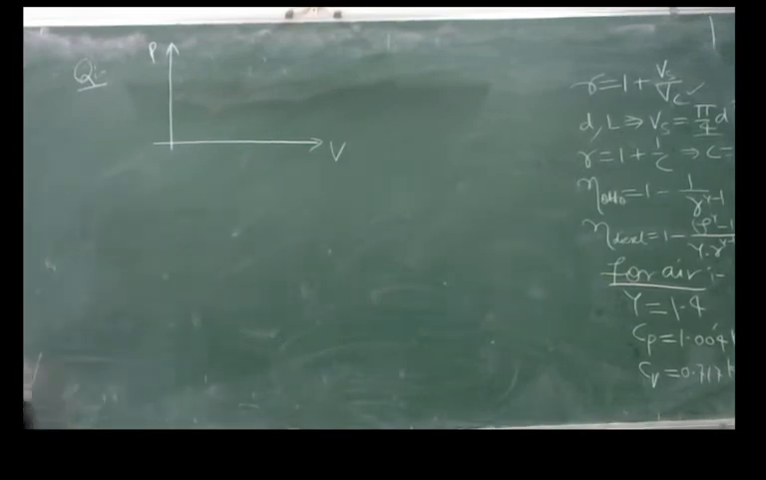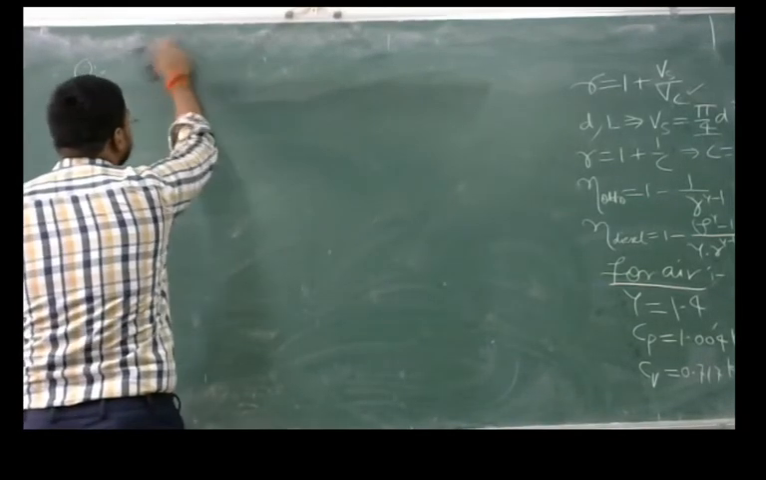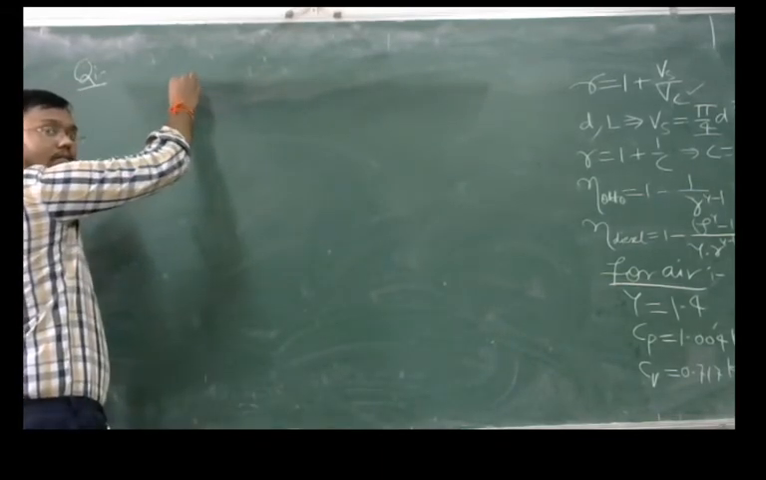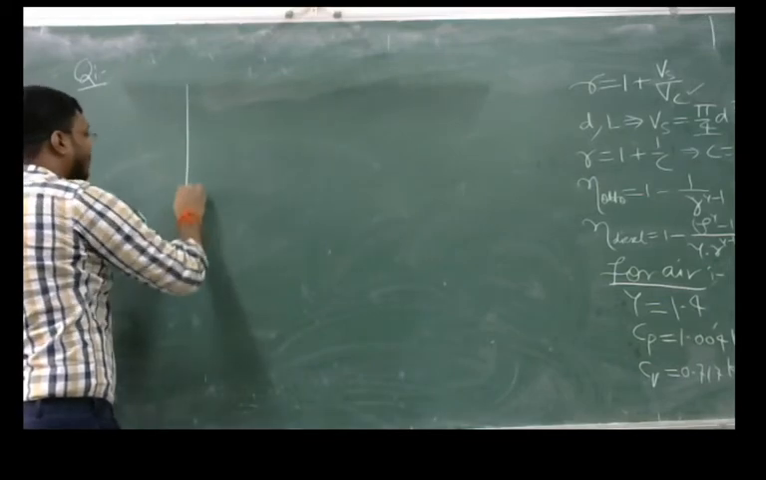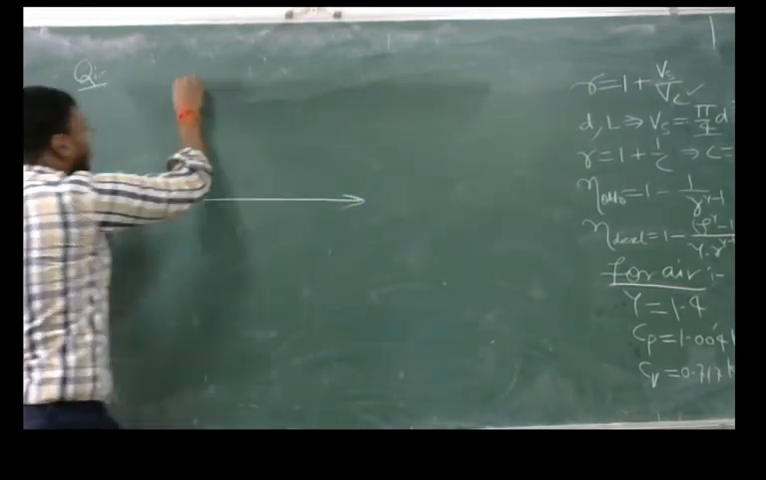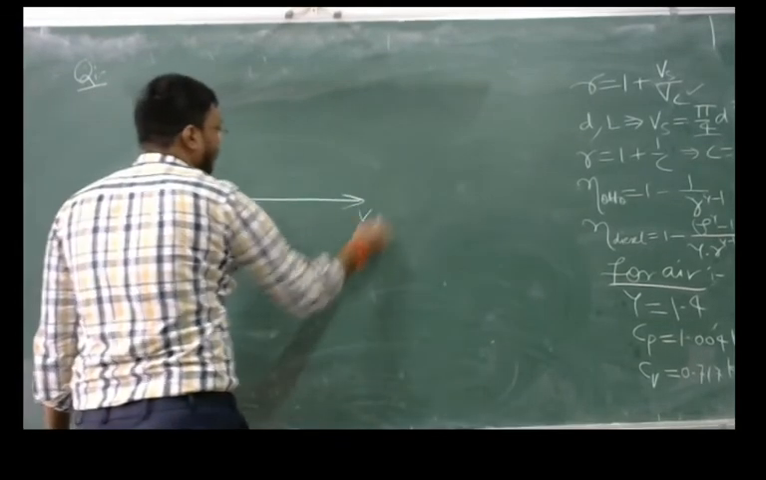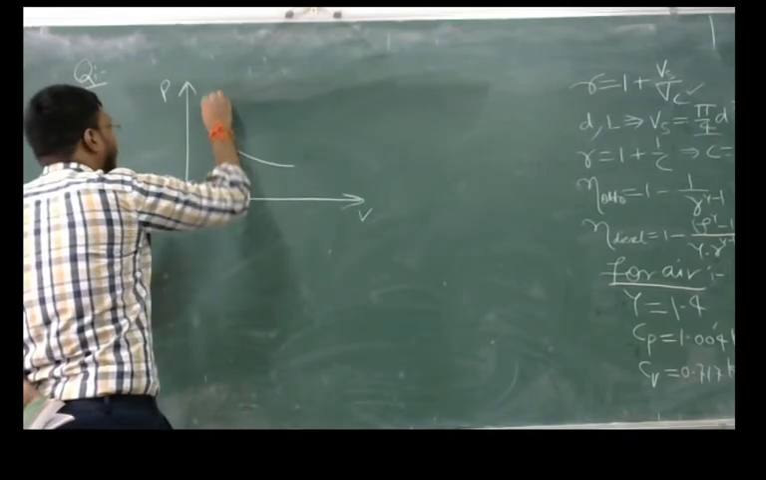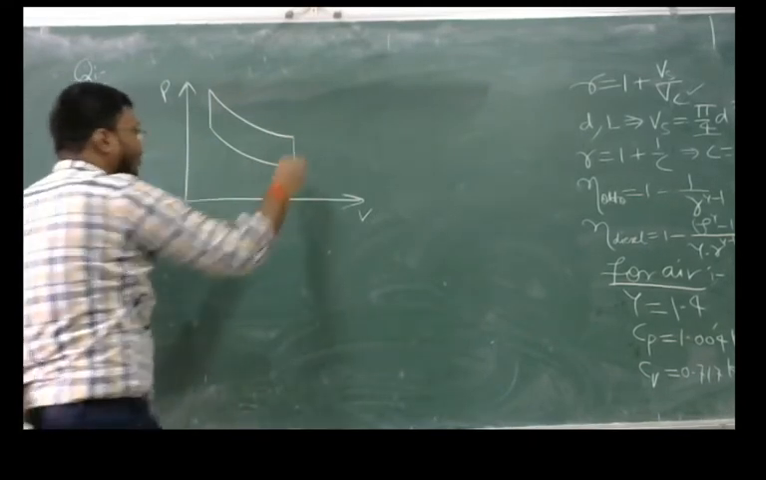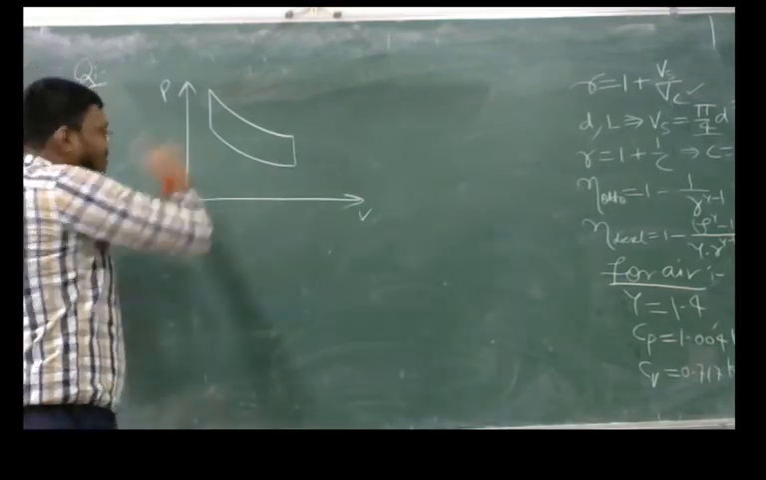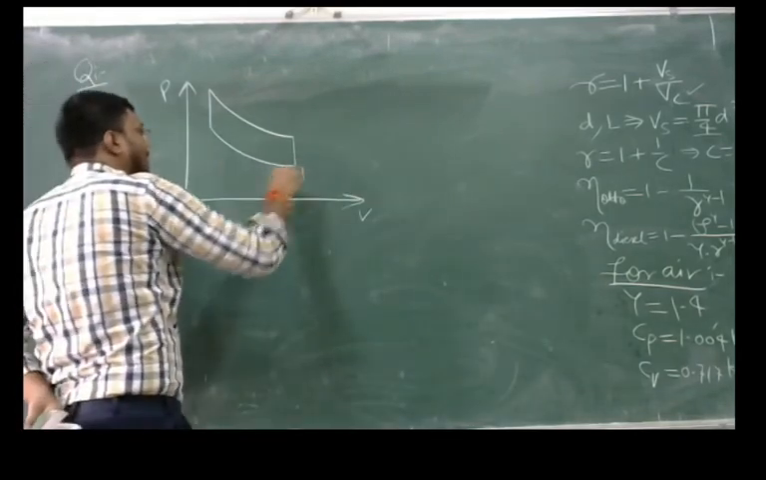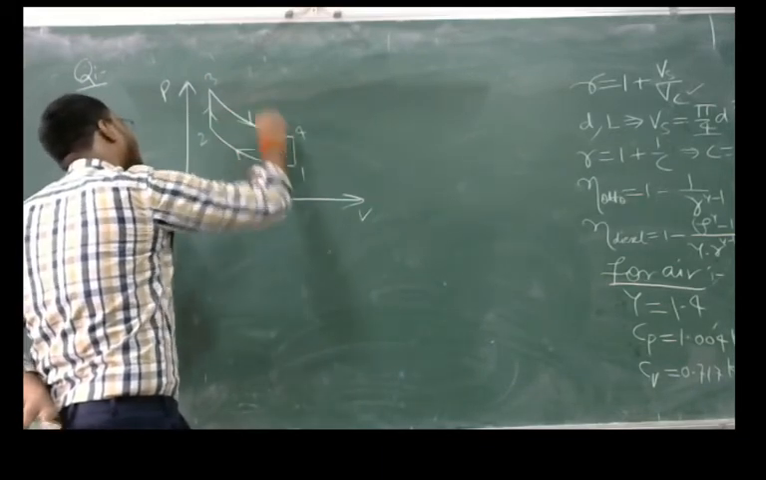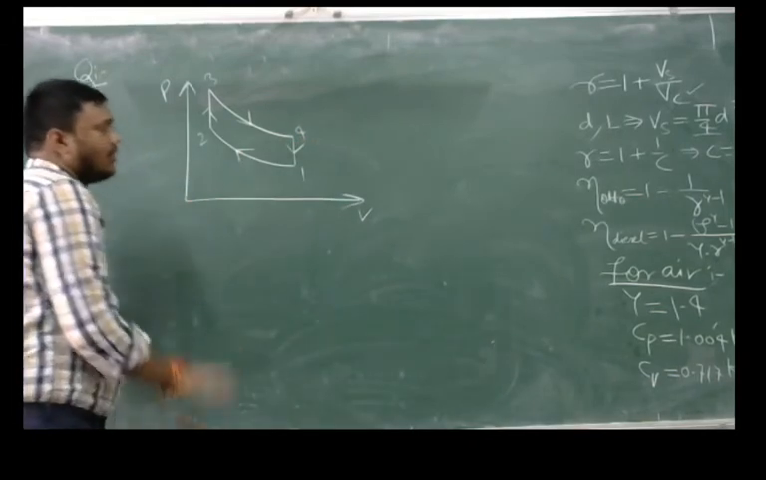Here is the PV diagram for Otto cycle. We know very well how to draw the PV diagram for Otto cycle. This is the general PV diagram for Otto cycle, with points 1, 2, 3, 4. So first of all, draw the diagram.